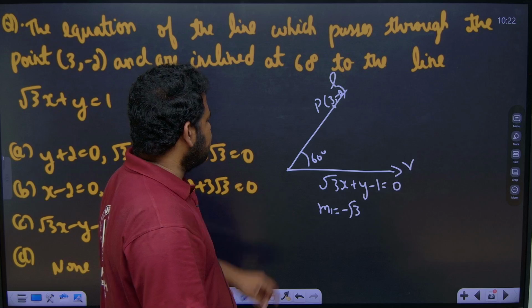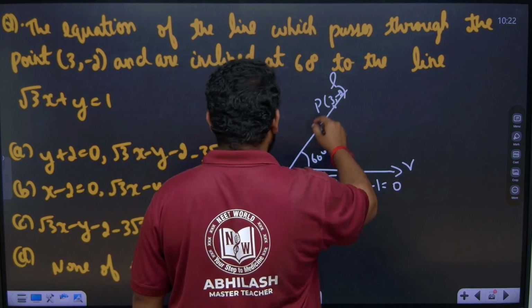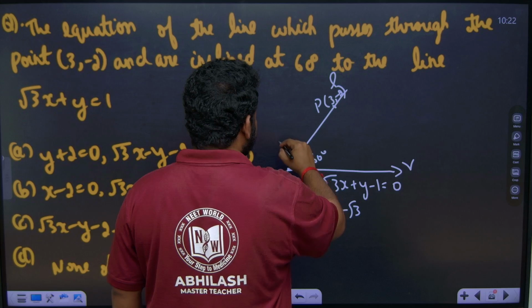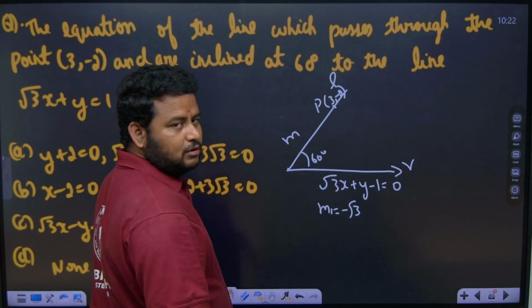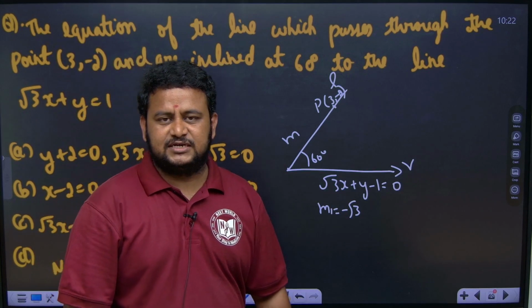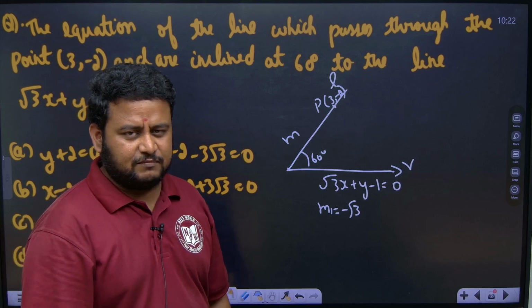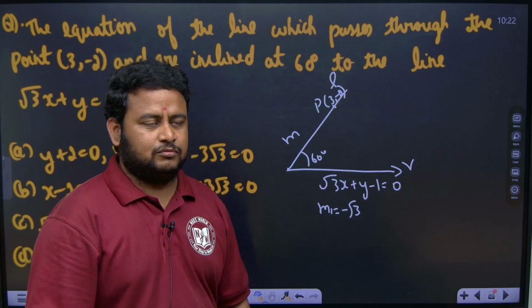Now what about this line? The slope of this line we don't know, we have only one point. Let us take the slope as m. Now the angle between two lines says as what? Tan 60 degree is equal to tan theta is equal to under modulus m1 minus m2 by 1 plus m1 m2.